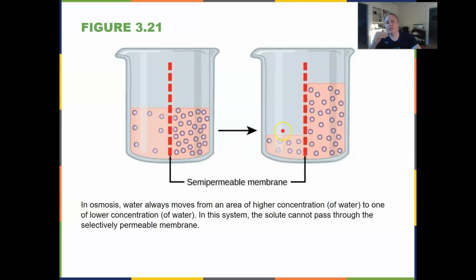And so you can see here, water has followed this solute, and now the water level on this side is much higher. But what's actually happening here is roughly now the concentrations of these two sides are equal, because there's way more water to solute. There's way more water on this side, even though there's more solute.